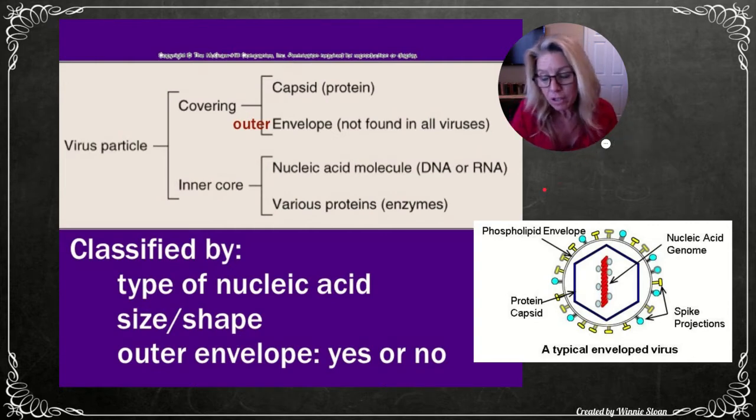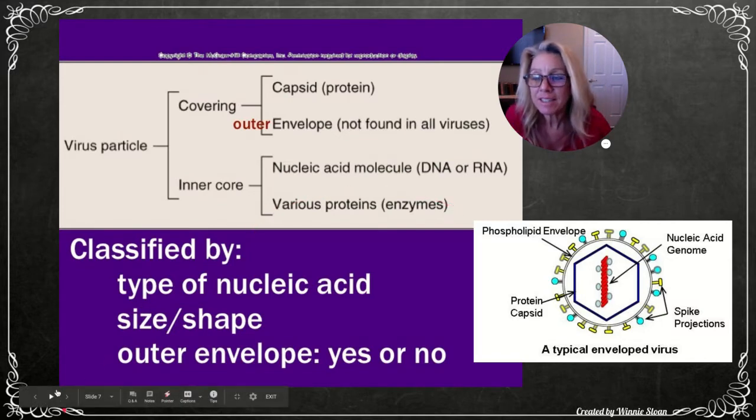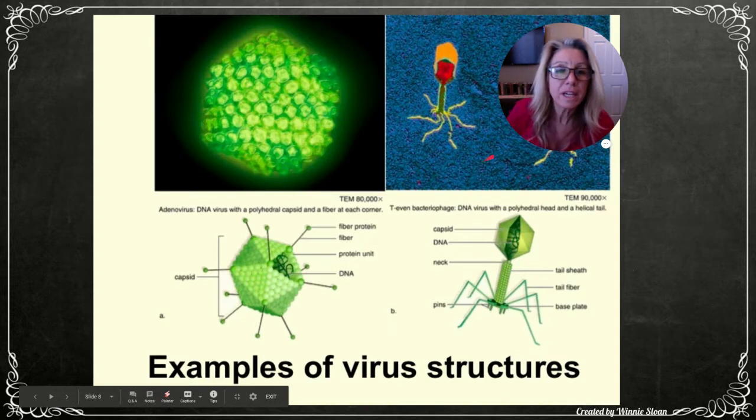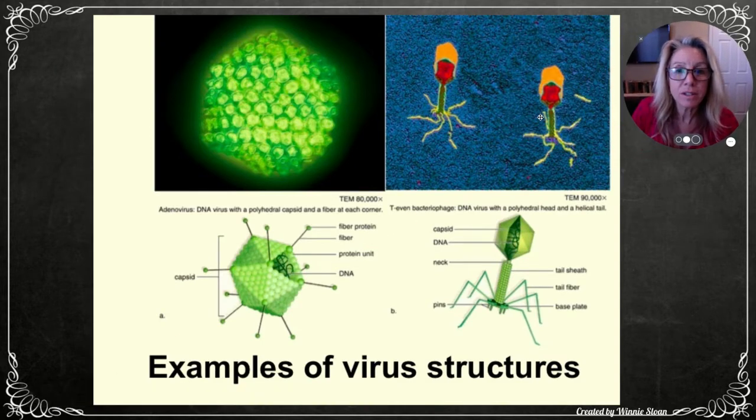Perfect. And then underneath structure, outer protein capsid. So you just need to put outer protein capsid, and then you have everything for B and you have everything for C. All right. So here are some different viruses that you can recognize.